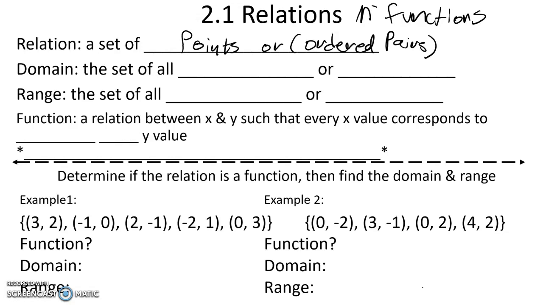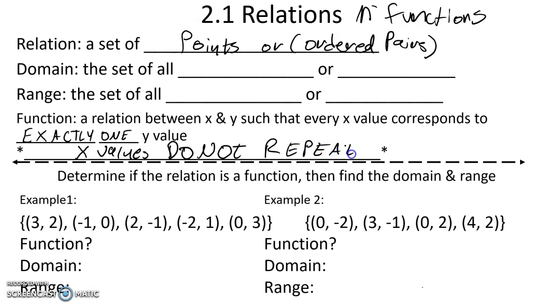Now, a function is a specific relation between x and y, in which every x value corresponds to exactly one y value. And basically what that means is that your x values do not repeat. Alright, and again, we'll kind of talk about what that looks like down here.